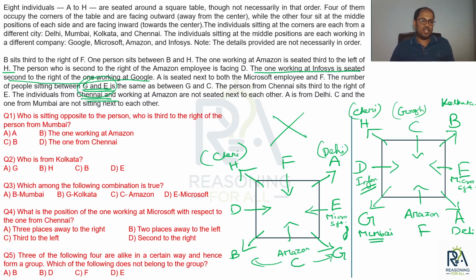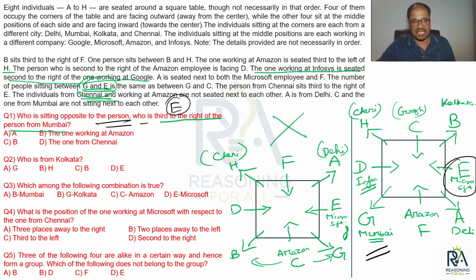First question: who is opposite to the person who is third to the right of the person from Mumbai? Okay, so it's a very complex one. First of all, let's find out third to the right of the person from Mumbai. Where is Mumbai? Here is Mumbai, so third to the right will be E. So the question is asking who is sitting opposite to the person who is third to the right of, so basically E came out, so opposite to E is what?